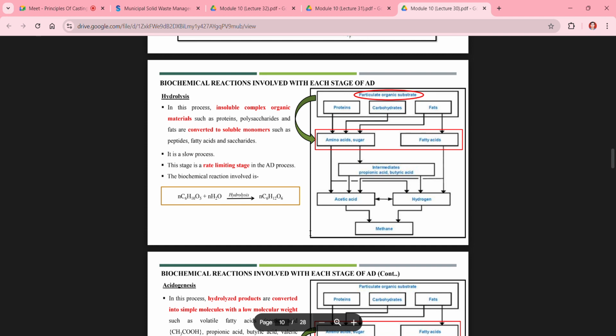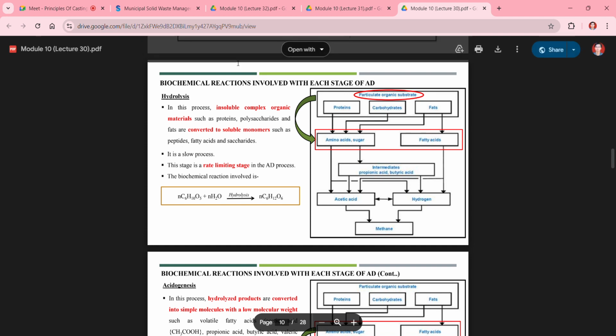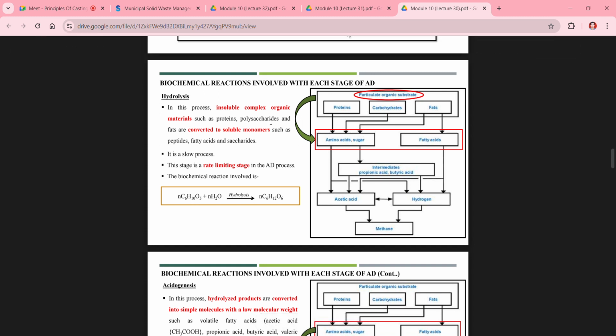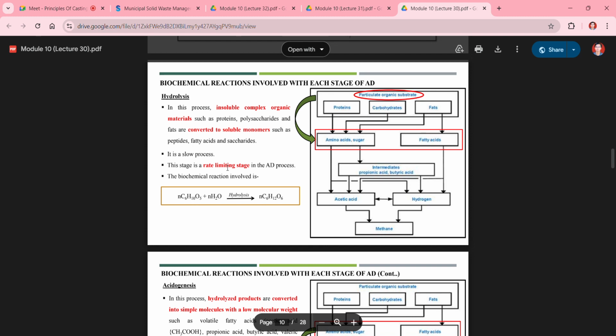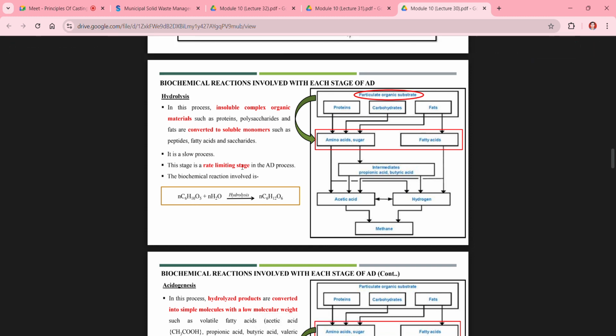in this process, insoluble complex organic materials such as proteins, polysaccharides, and fats are converted to soluble monomers such as peptides, fatty acids, and saccharides. It is a very slow process, or we can say it is the rate limiting step in the anaerobic digestion process, because that will be the slowest one.